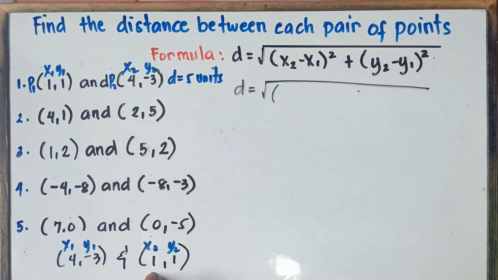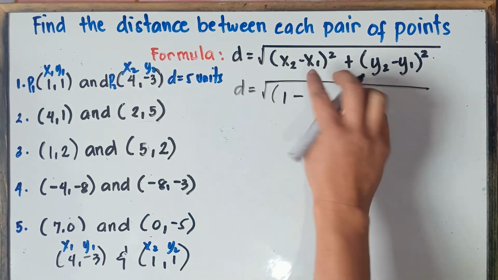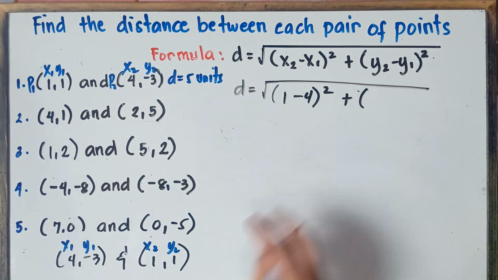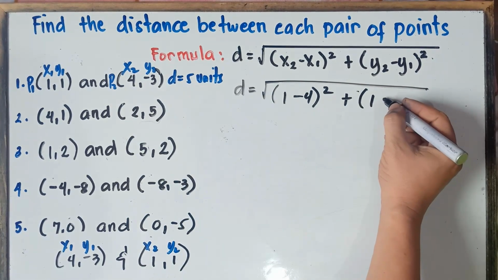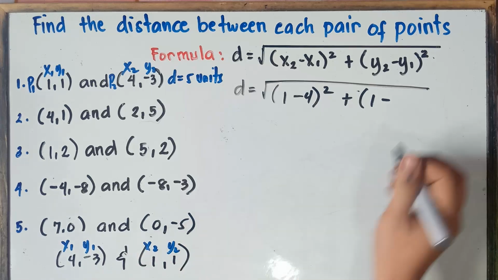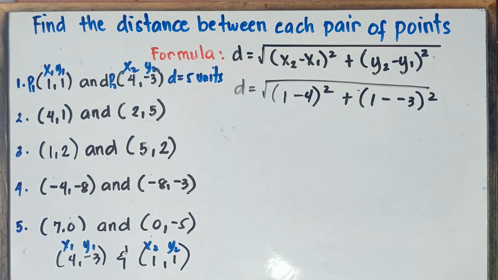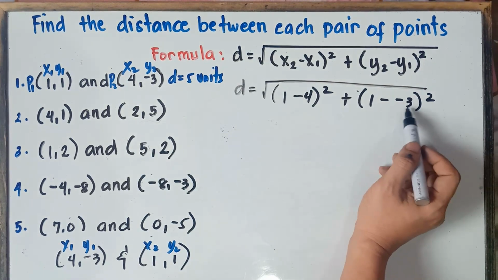Alright, so x sub 2 is 1, minus x sub 1 is 4, and then squared, plus y sub 2 is 1, minus y sub 1 is negative 3, and then squared. Now, you'll be asking questions. Sir, why do you have two negatives?